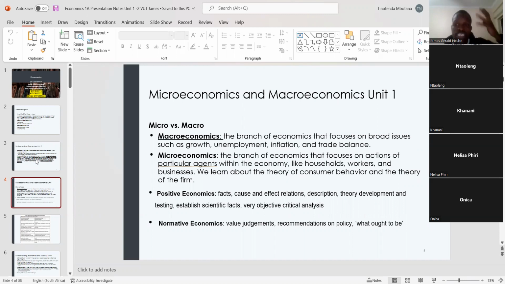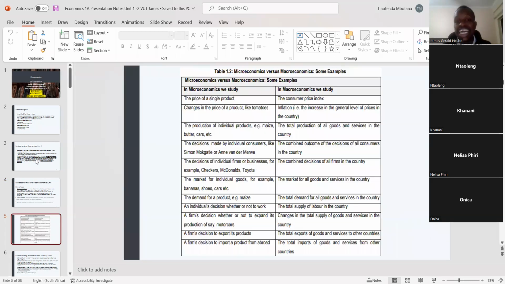So one of these aspects was the difference between macroeconomics and microeconomics, right? When we said macro represents the broader type of economics, micro represents the narrower type of economics. And then we differentiate between positive economics and normative economics, right? When we said positive economics deals with facts, while normative economics deals with value judgments, right?